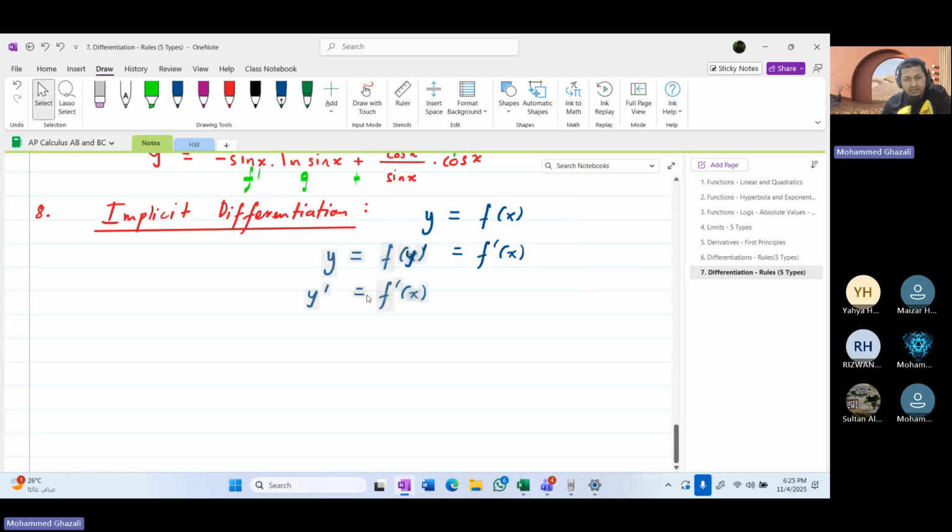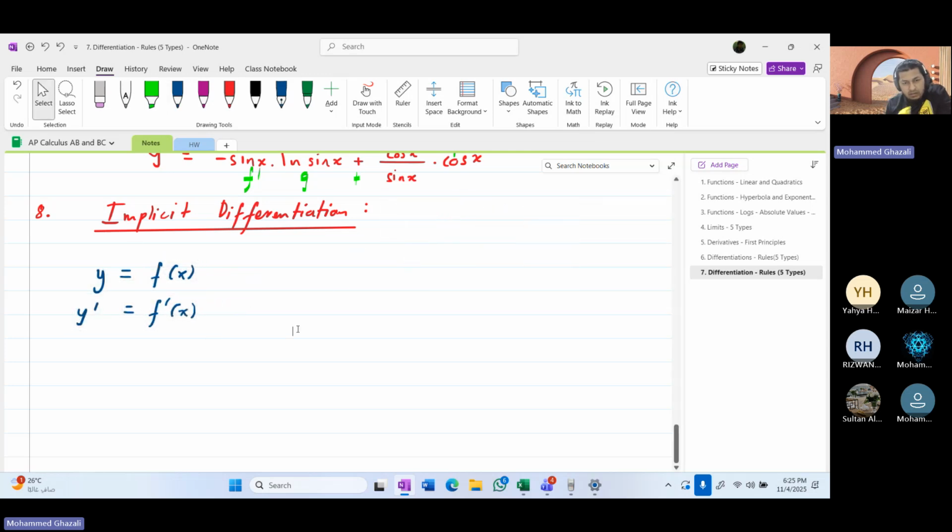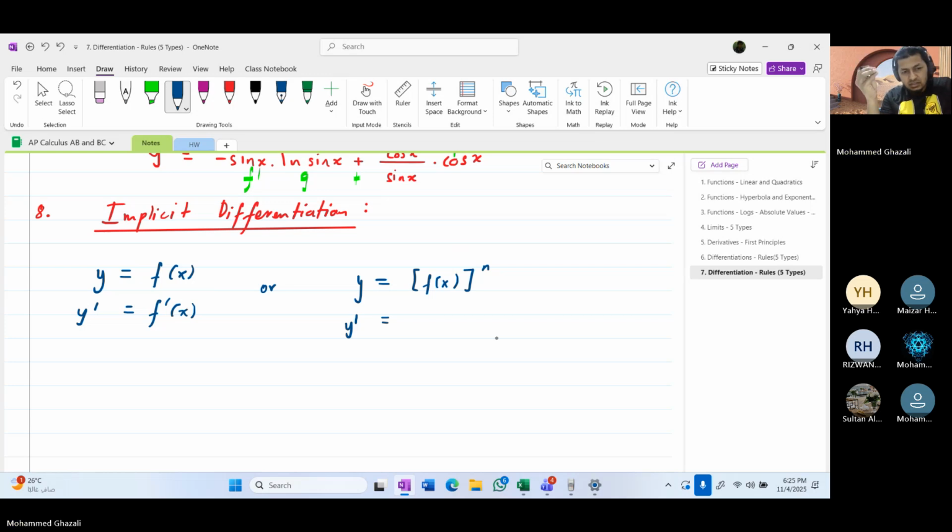And then what happens if I raise this function to a power? Or if I say, okay, y is equal to f of x to the power n. So if I try to find y prime, implicit differentiation is basically just the power rule, basically just the derivative. You just need to remember notations. So if I say y prime here, then this will become n times f of x to the power n minus 1 times f prime x, right?